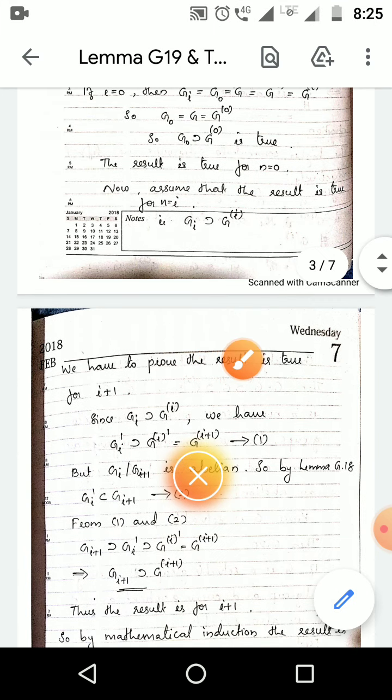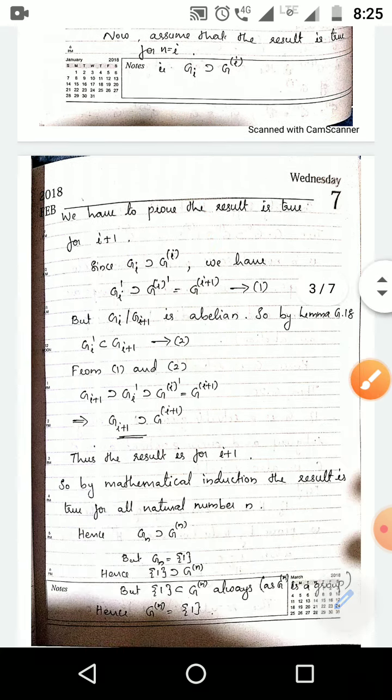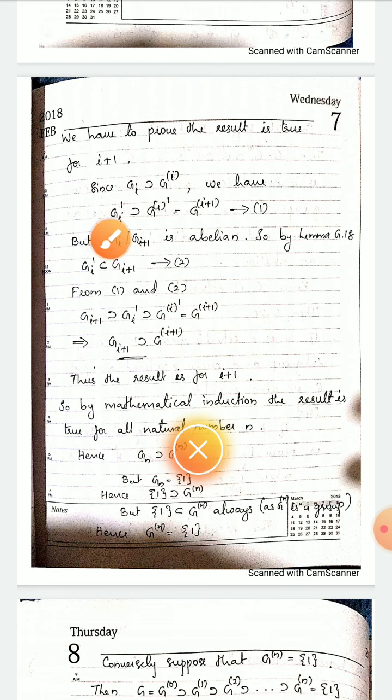Next, we have to prove the result is true for i plus 1. Since we have assumed G_i is a superset of G^(i), we have G_i' is a superset of (G^(i))'. If G is a subset of H, then G' is a subset of H'. Here, if G_i is a superset of G^(i), then the commutator subgroup of G_i, that is G_i', is always a superset of (G^(i))'.